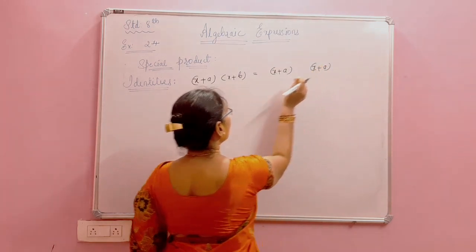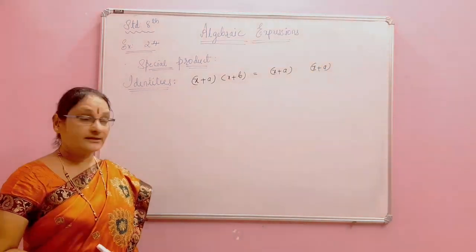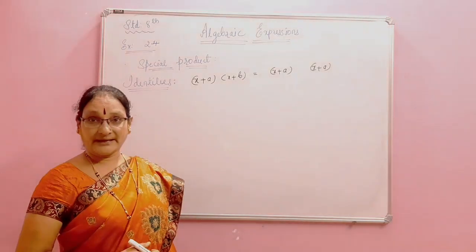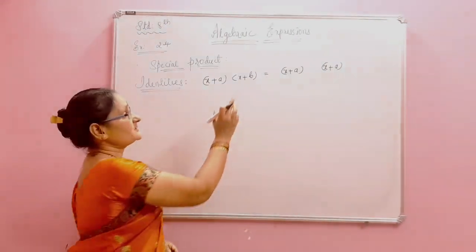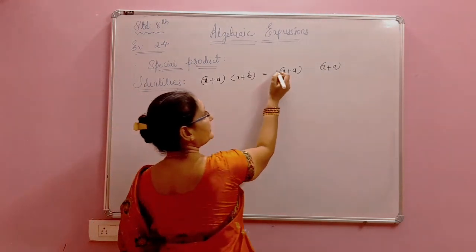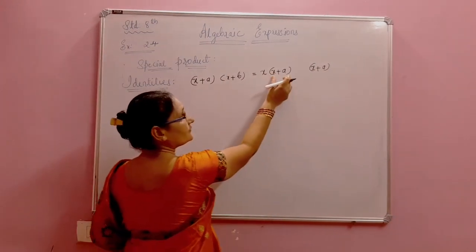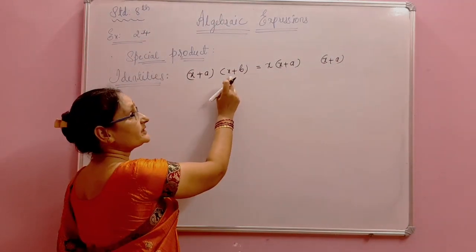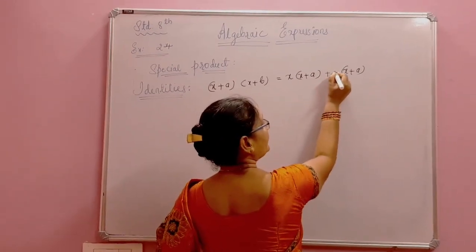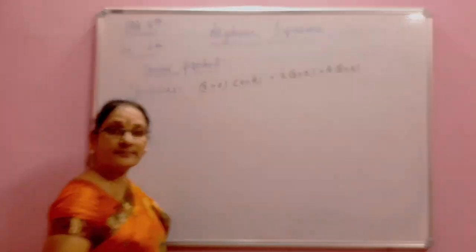Then we split the second bracket. What is that? x + b is there, no? Just we split it. Splitting how? The first term we will take just behind the first bracket. Then the second term along with the sign we will take behind the second bracket. Now you know how to do.